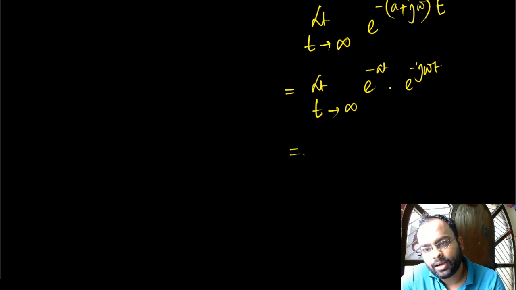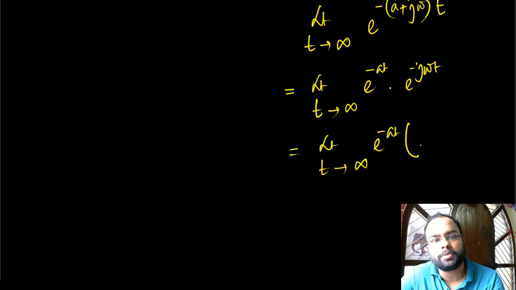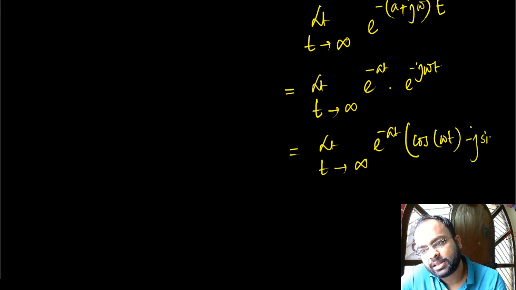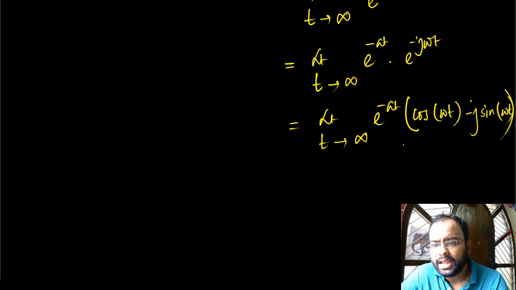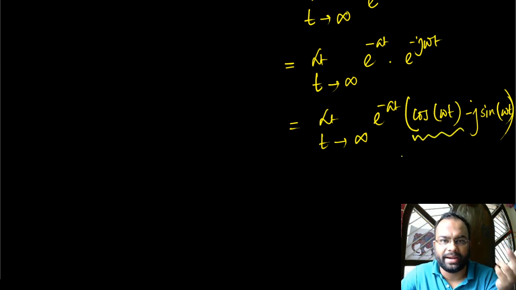With that said, limit t tending to infinity. Here I have e to the power minus at, and what is e to the power minus j omega t? It's nothing but cos omega t minus j sine omega t. I believe you are already quite familiar with this. Now this is a pure, complex sinusoid, but this value cannot go beyond plus 1 and minus 1. So this entire complex number cannot go beyond 1 plus j1 and minus 1 minus j1. It will vary between those two values.